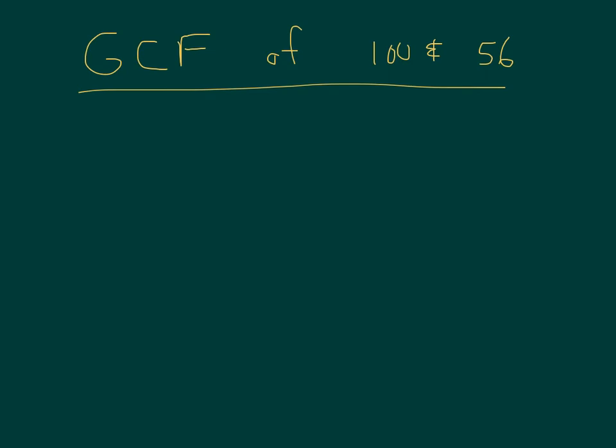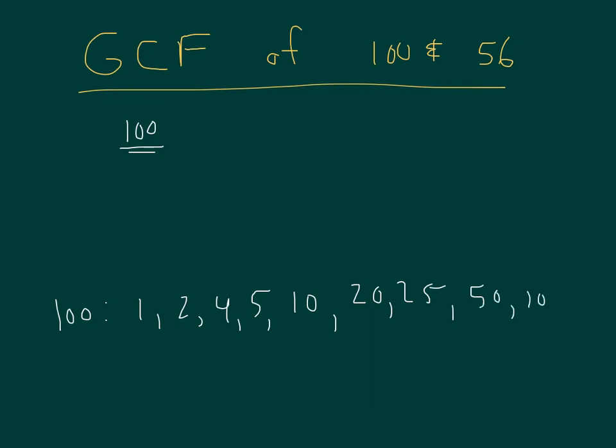Okay, well now the greatest common factor of 56 and 100. Well, I know that we already broke 100 down, so I'm going to write it down here, 100, and refer back to my notes, because I took good notes: 1, 2, 4, 5, 10, 20, 25, 50, and 100 itself.